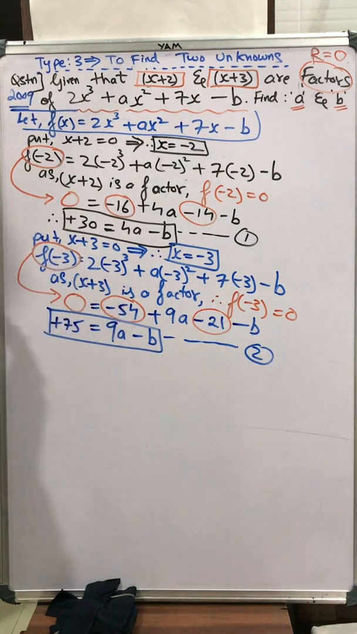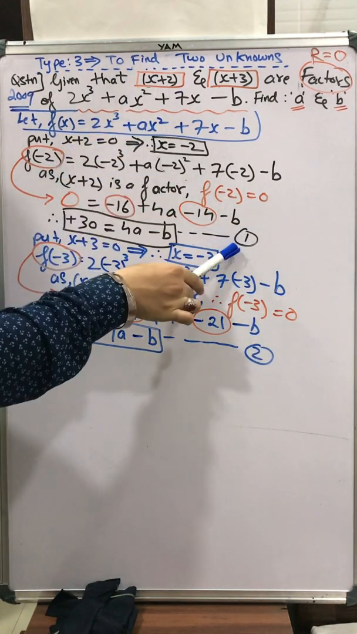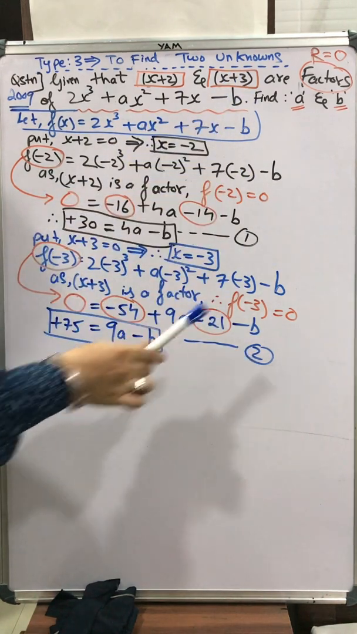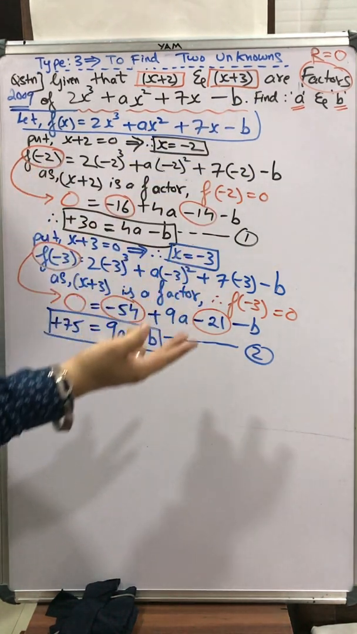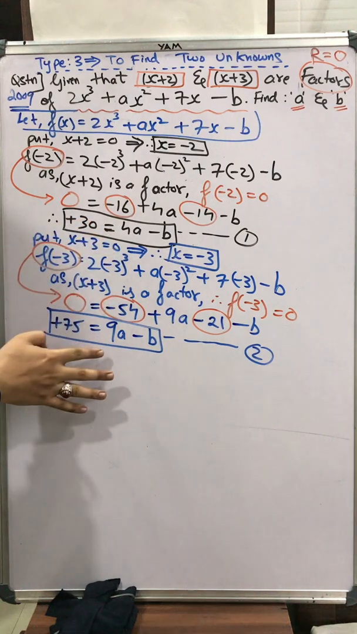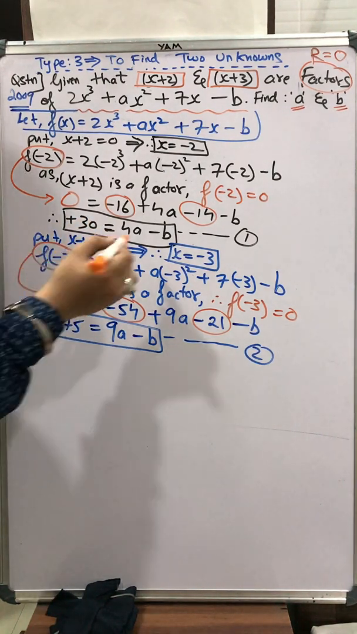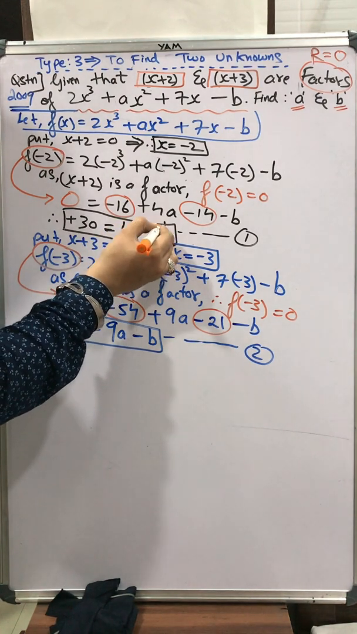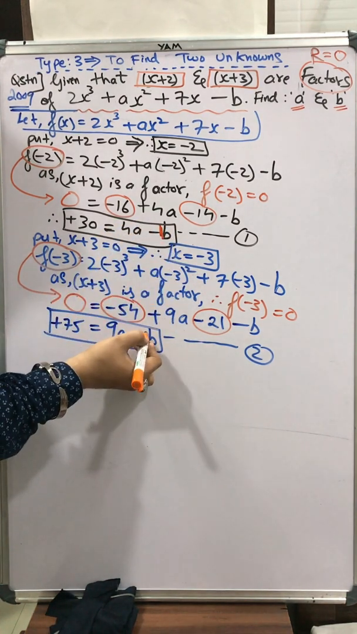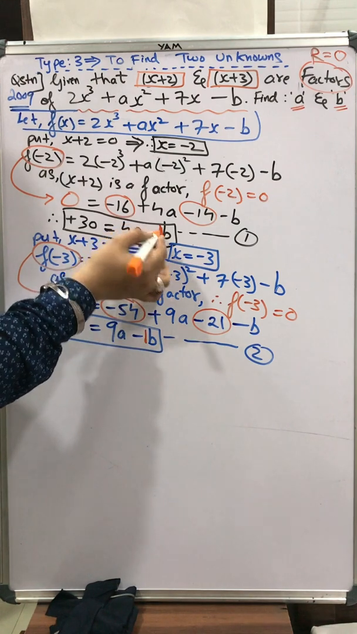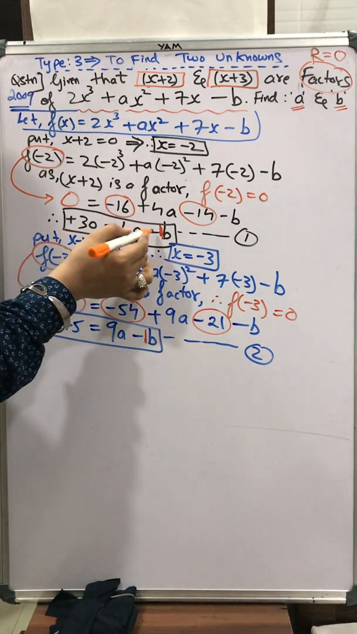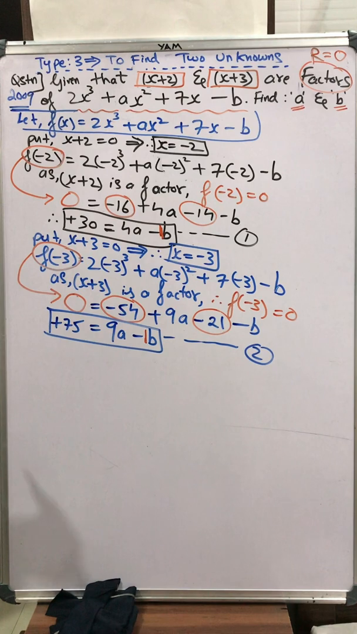You have to write it in the other manner: 9a minus b is equal to 75. This is my equation number 2. So from the first condition I got the first equation, and from the second condition I got the second equation, because we need to find two unknowns, a and b. Now we just have to solve the two equations simultaneously. The great part is that in front of b I have 1. When nothing is mentioned, it is 1. So here 1b and here also 1b. The signs are the same, minus here and minus here. Whenever we have the same sign, we do subtraction.